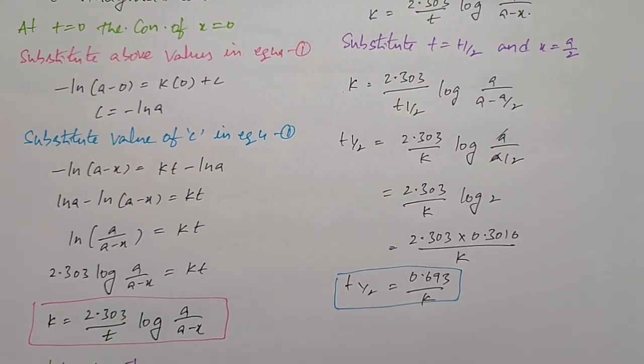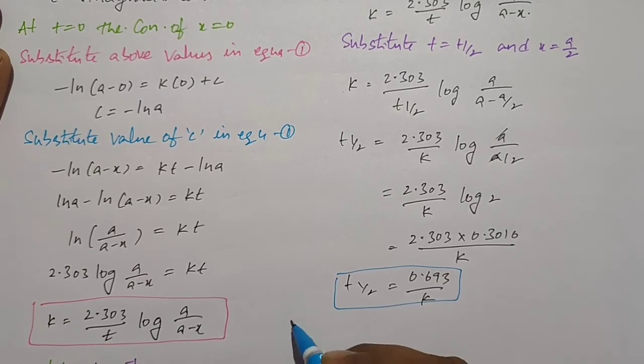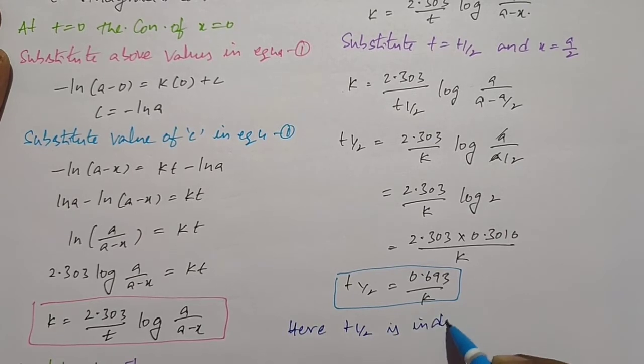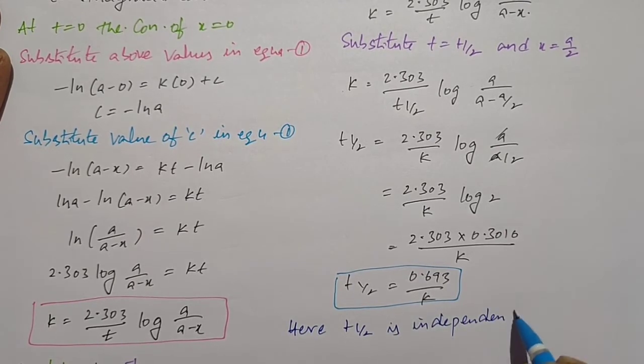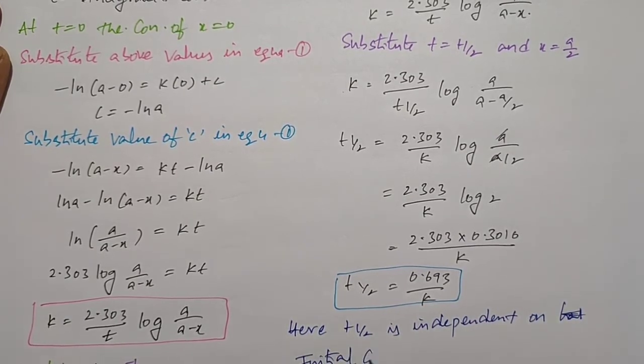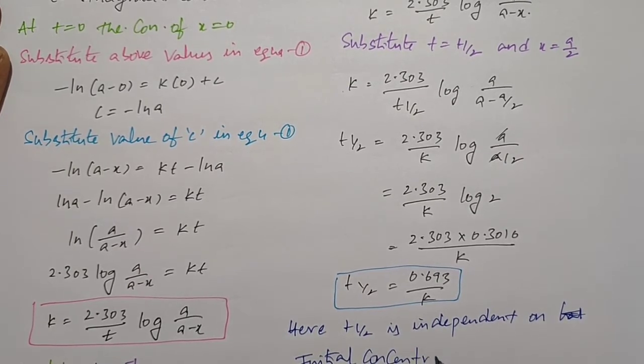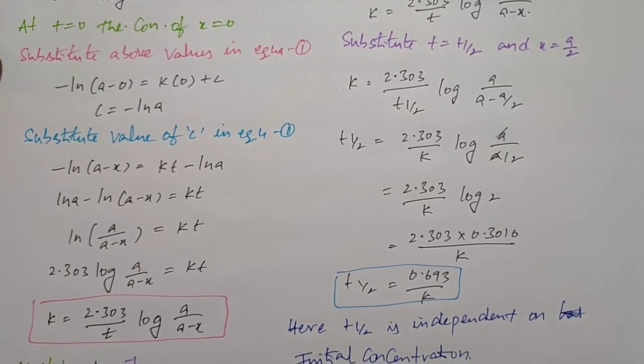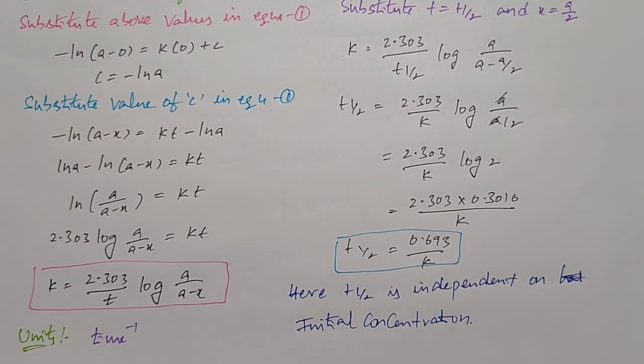So based on the half-life period of first order reaction, we can say that for a first order reaction the half-life t half is independent of the concentration of reactant. So here t half is independent of initial concentration. So this is about the half-life period of first order reaction.